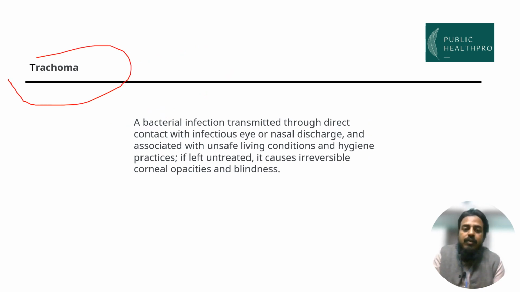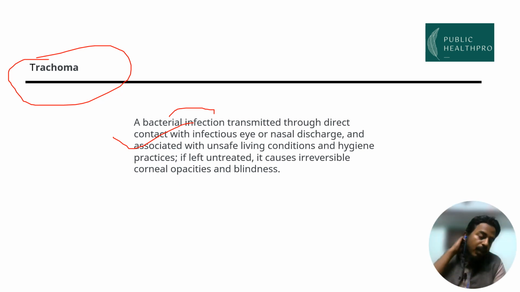The last one I want to discuss is trachoma. It's a bacterial infection transmitted through direct contact with infectious eye and nasal discharge and associated with unsafe living conditions. Facial hygiene can be maintained to protect ourselves by washing our face with soap and water to reduce transmission. Apart from this, environmental improvement can be provided. Fly control can be done, as eye-seeking flies have to be controlled. Proper health education should be given.